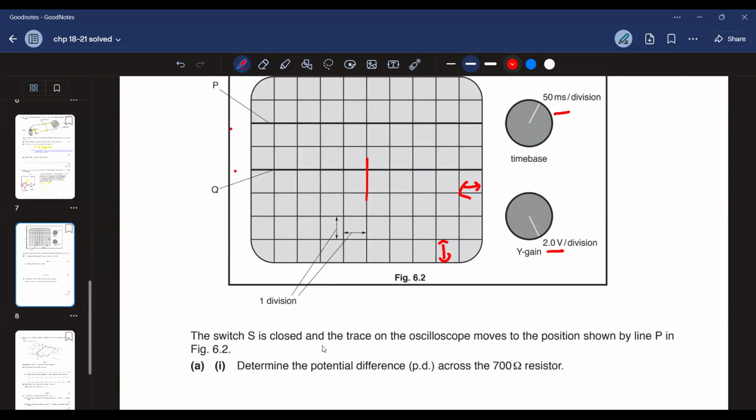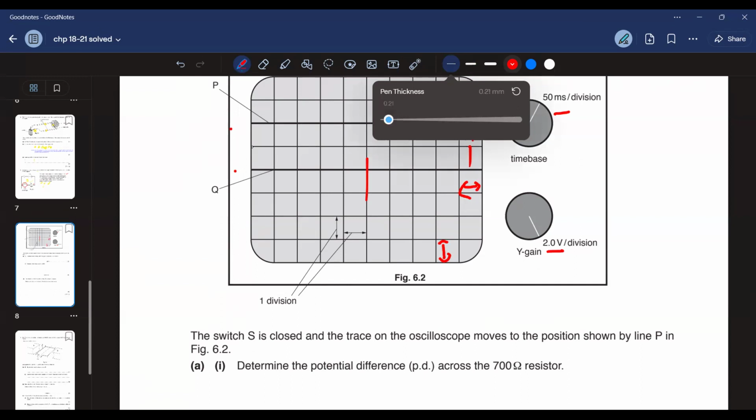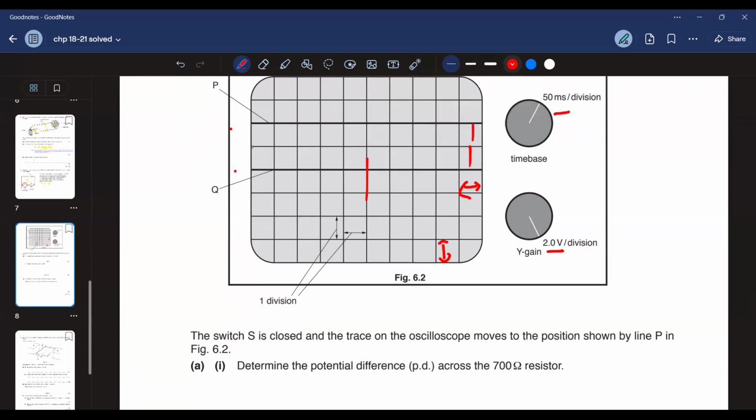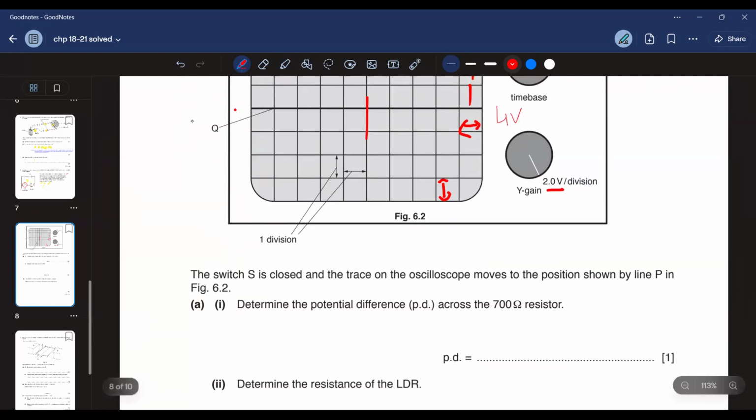Now they have asked to determine the potential difference across the 7 ohm resistor. So we could see here how many boxes we count along the y-axis to the position P. 1 and 2. So 1 and 2 makes how much? 4 volts. Yes, 4 volts along the y-axis. So our answer would be 4 volts.